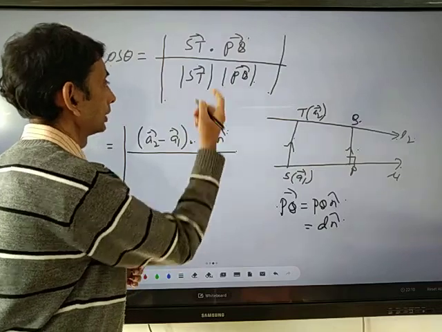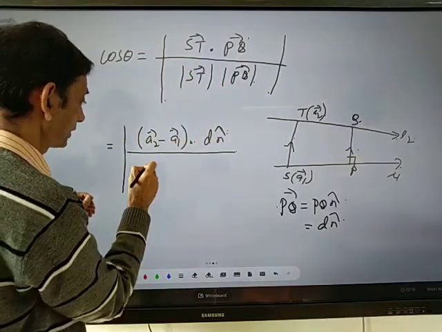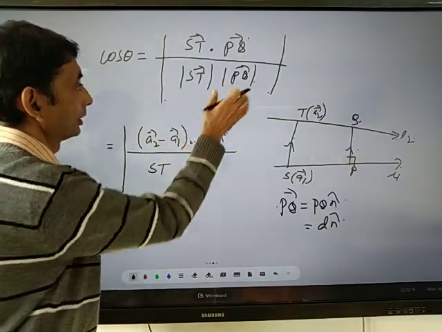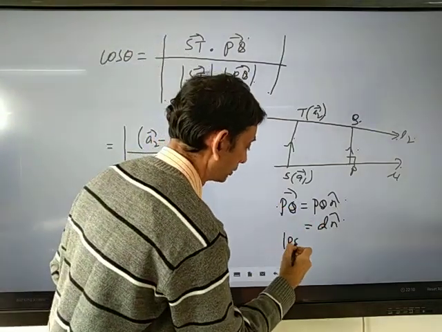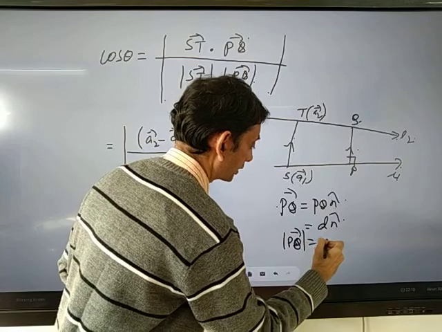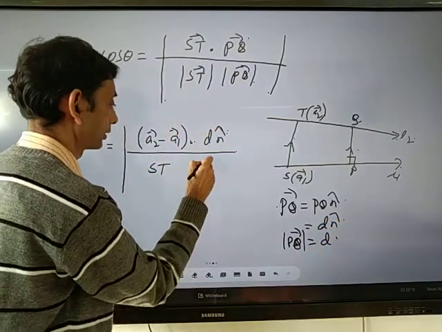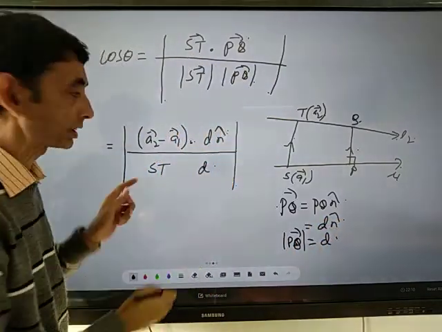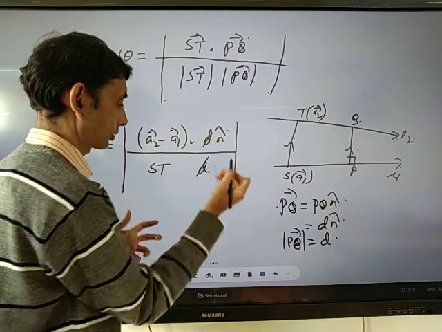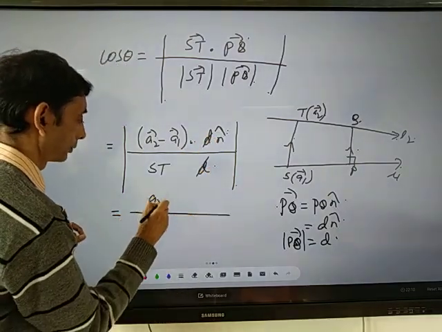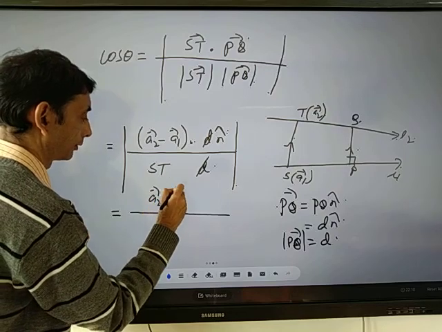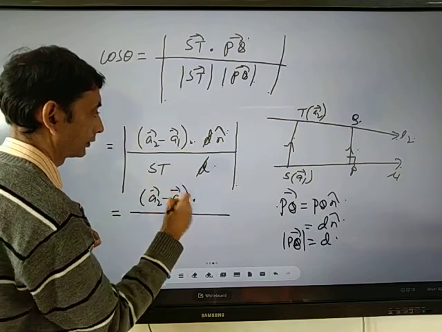Now if we take the mod on ST, we get ST and PQ, mod PQ. Mod PQ will give us only d, so just write this is d. Fine, so these will cancel out. So finally, what do we get? We get A2 minus A1 dot n cap.